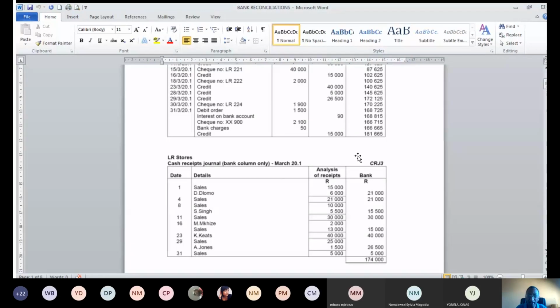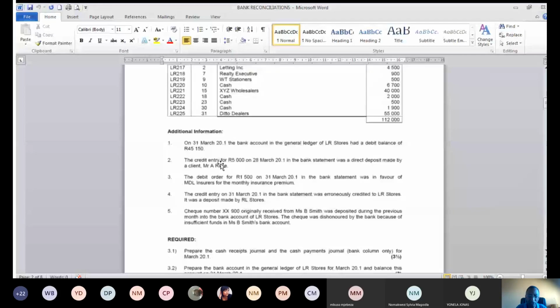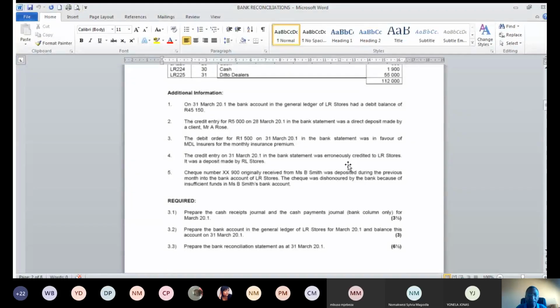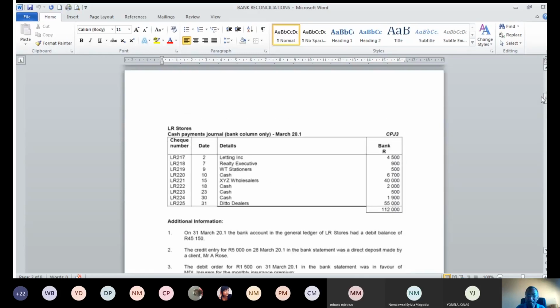Then the question gives you a cash receipts journal. On the next page, the question will give you a cash payments journal together with your additional information. And the question asks you, prepare a cash receipts journal and a cash payments journal. Prepare a bank account in the ledger, and thereafter they ask you to prepare a bank reconciliation statement. So that is the question that we've got, guys.